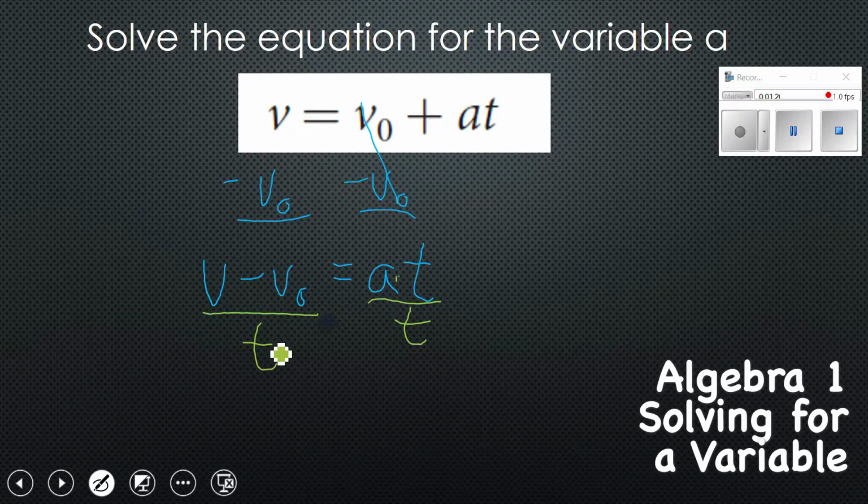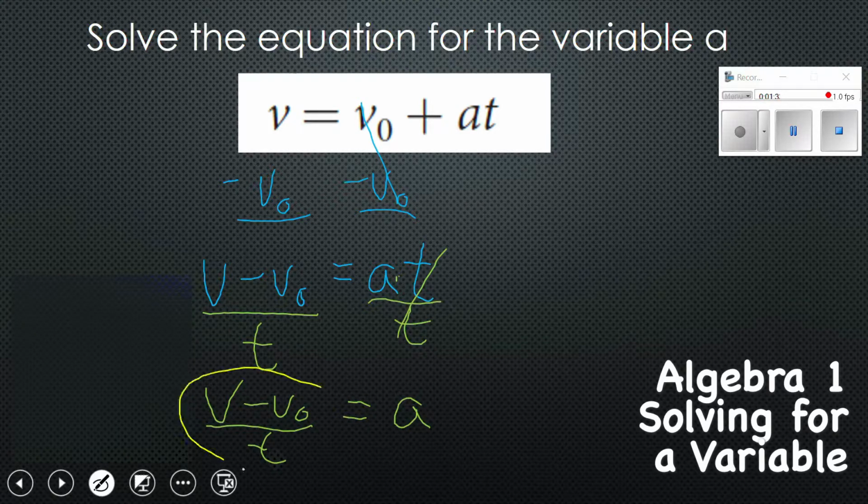Then we're going to rewrite the equation. So those cancel, leaving a, which is what we were looking for. And on the left side, we have v minus v naught divided by t. And I'm going to circle this left side here for us so we can see this is our solution. a equals v minus v naught divided by t.